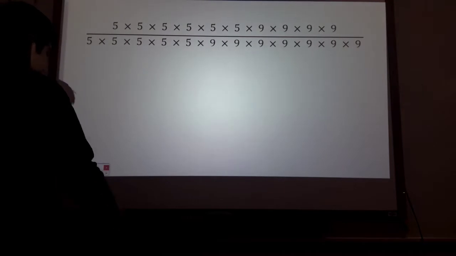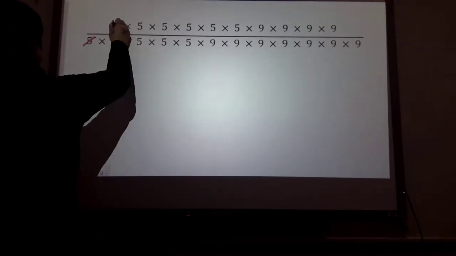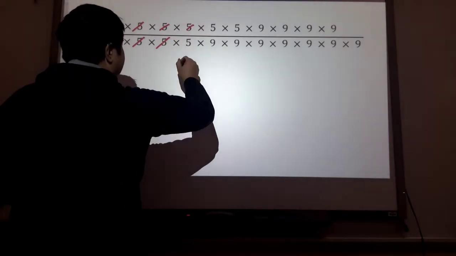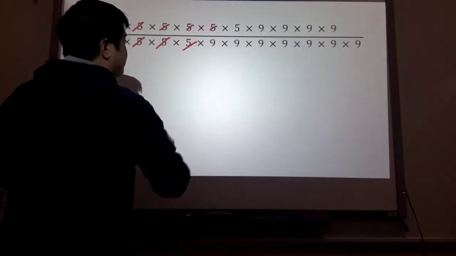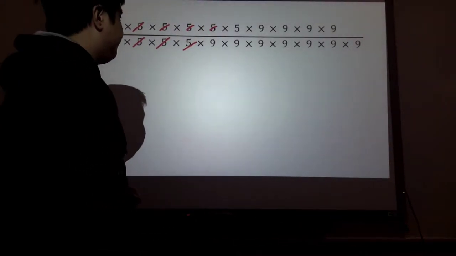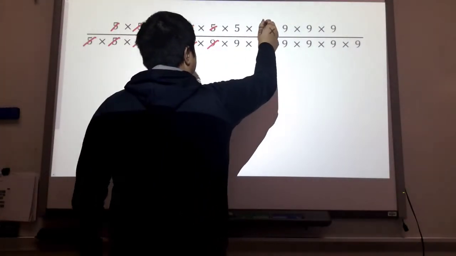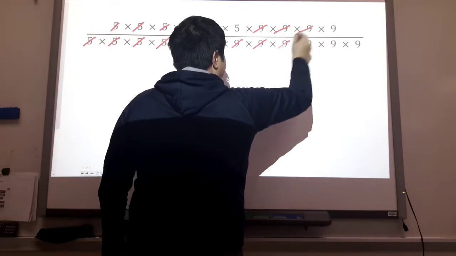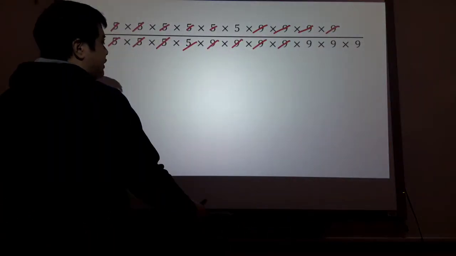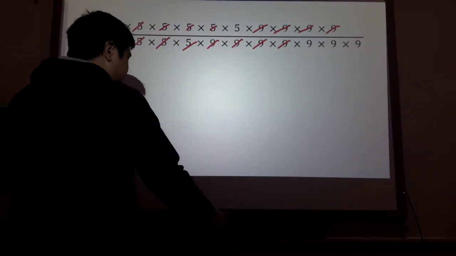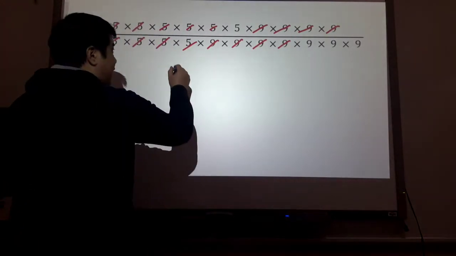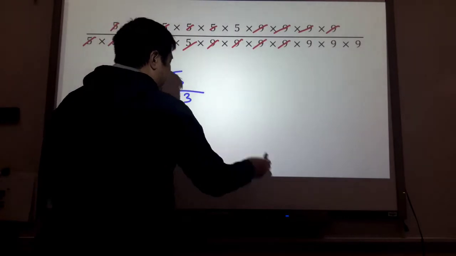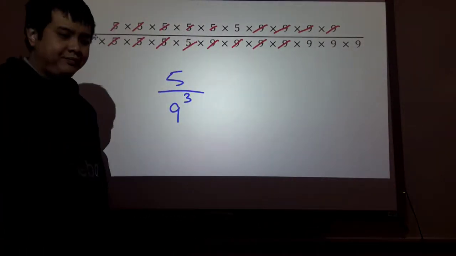So if you do this, you will find that this 5 cancels out with this 5, this 5 cancels out with this 5, this one, this one, this one, this one, and this one, and this one, giving us 1 5 in the numerator. Over here we have a 9, and it crosses out with this 9, crosses out with that 9. All these make a 1, and we have 3 9s in the denominator, so therefore we have our answer of 5 over 9 to the third power, written in exponential notation.